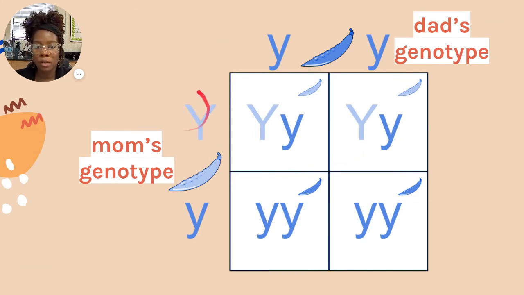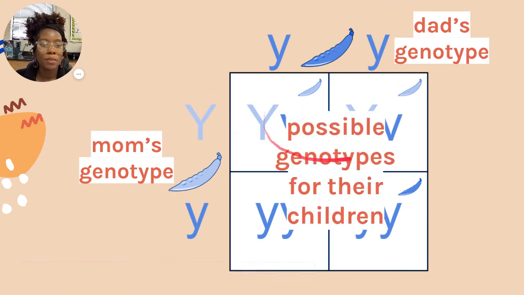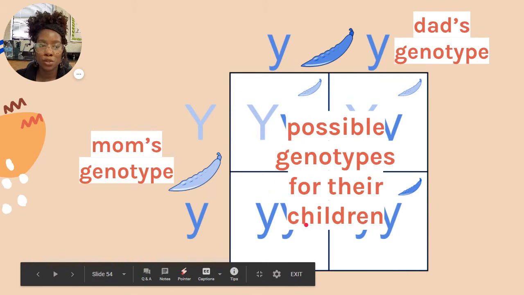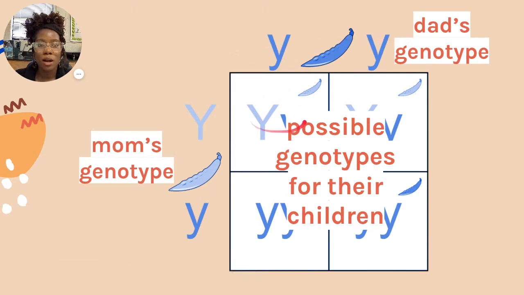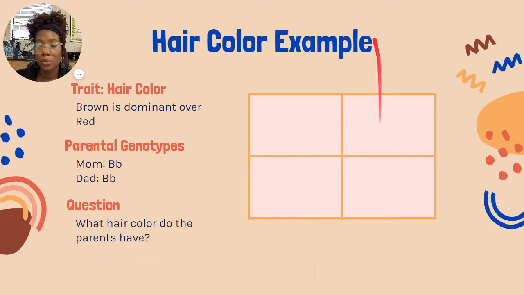The genotypes are going to be the letters, the alleles. But in the middle, these are the possible genotypes for their children. So you're going to start off with mom and dad, and then you're going to fill in the possible genotypes. So let's look at this. We're going to do an example together. So stick with me. There's this trait known as hair color. I'm just making this up. Brown is going to be dominant over red. Let's say that we have these two parents.